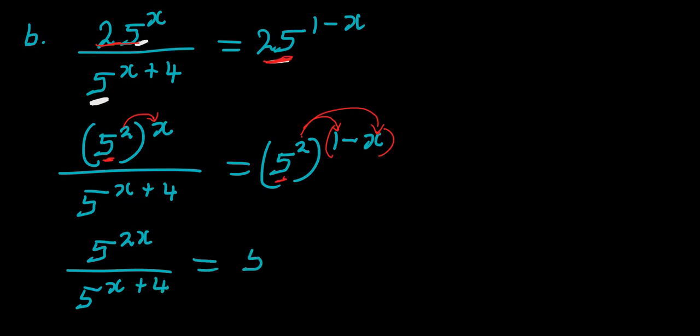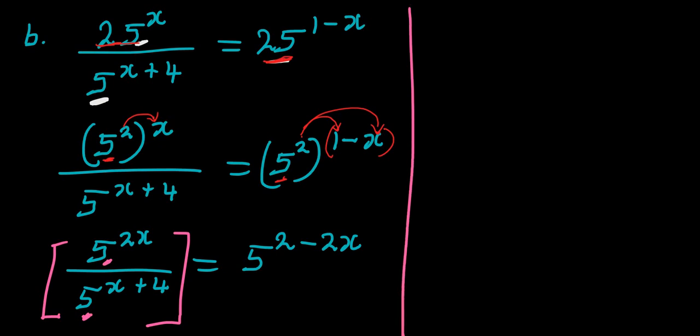equal 5. So 2 times 1 is going to give us 2, and 2 times negative x is going to give us negative 2x. So at this point, we are going to focus on the left side, and you can see that we have a base of 5 as the numerator and a base of 5 as the denominator. So if we apply the division rule of exponents to this, we are going to write it as a single base.